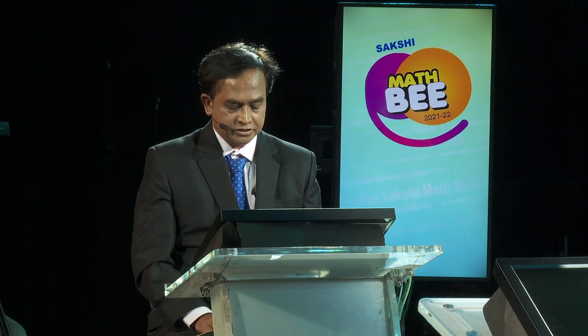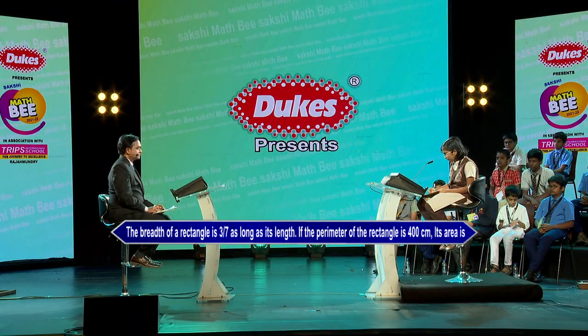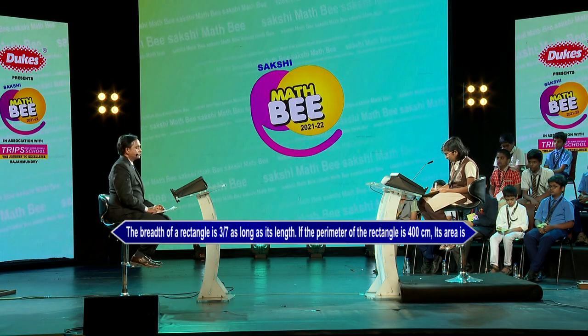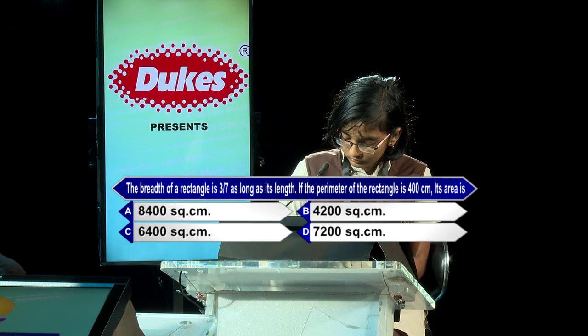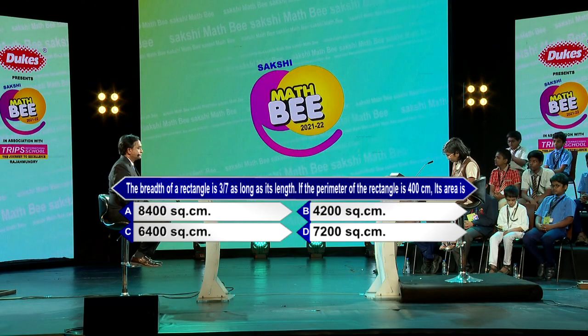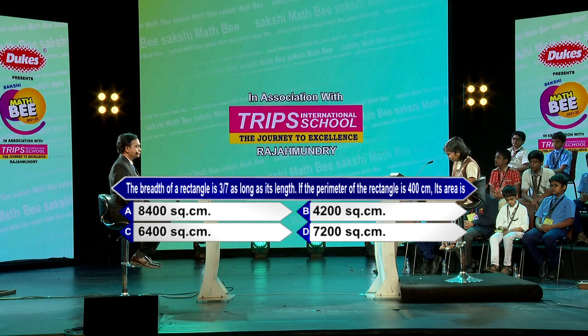Can we have the next question, please? The breadth of a rectangle is 3 by 7 as long as its length. If the perimeter of the rectangle is 400 centimeters, its area is. Your options are A, 8400 square centimeters, B, 4200 square centimeters, C, 6400 square centimeters, D, 7200 square centimeters.